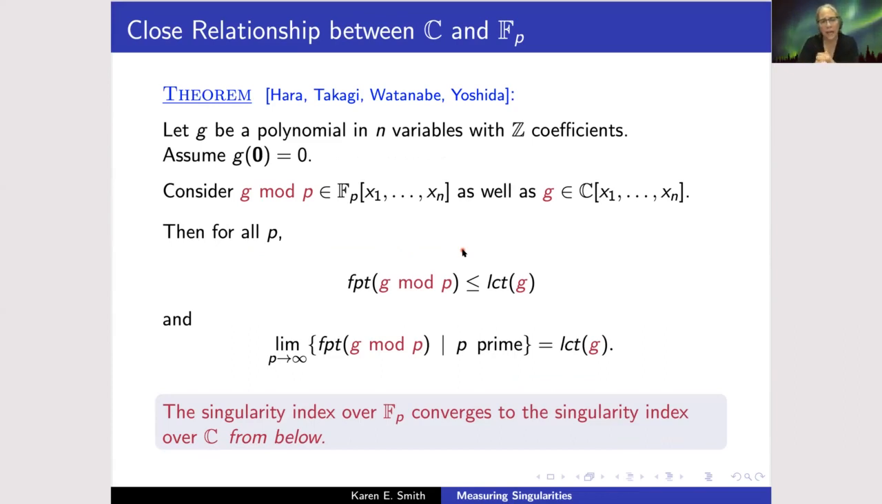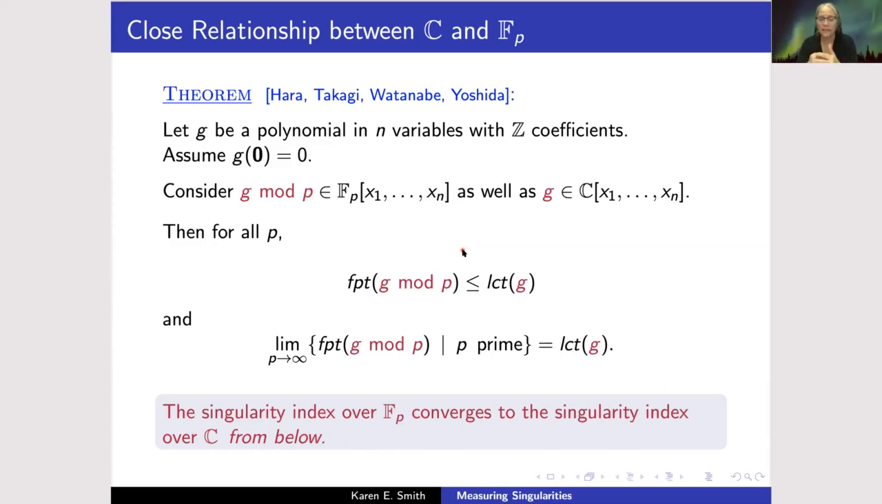So if I take a polynomial G in n variables with integer coefficients, for simplicity, this works for arbitrary coefficients, but let's think about integer coefficients for a moment. And I'm going to assume that when I plug in 0 for all the variables, I get 0. That's going to tell me that the origin is a point on the hypersurface defined by G. When I think of G as a polynomial over the complex numbers, or I could reduce the coefficients mod P and think of it as a polynomial with coefficients in F_p.